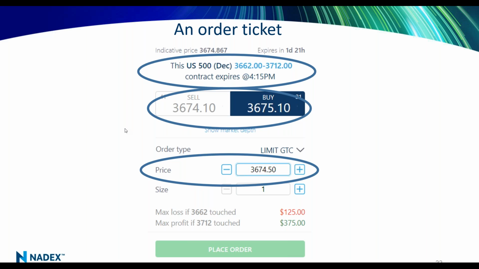You do not have to buy the offer or sell the bid. You can put a marketable order in between the bid-ask spread. You can even put them away from the bid-ask spread if you like.